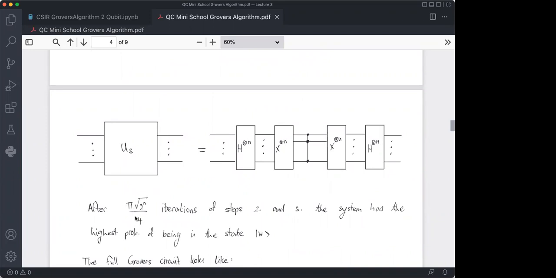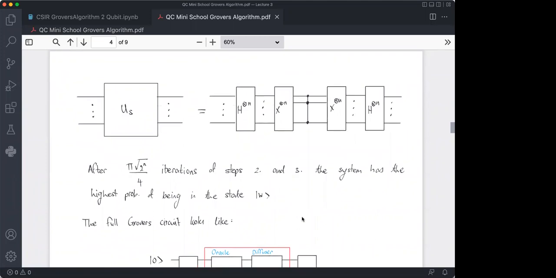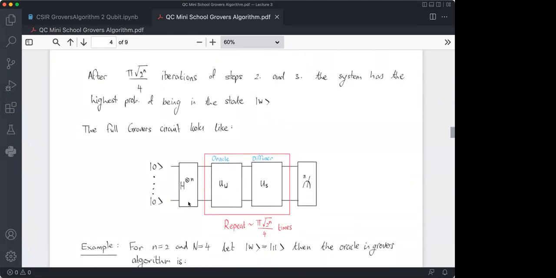After pi times the square root of 2 to the n, this is square root of n, so pi times the square root of n iterations of steps 2 and 3, the system has the highest probability of being in the state W. That means after applying step 2 and step 3, which is the Grover operator, for this number of iterations, the amplitude of the solution state is going to be increased while the others will be decreased. That's to preserve the probability, so that the sum of the squares of the amplitudes is 1.